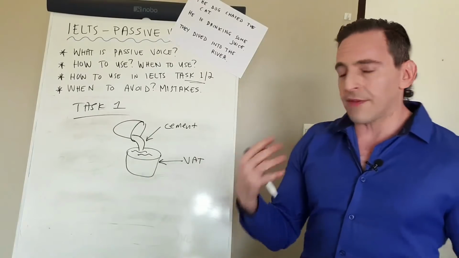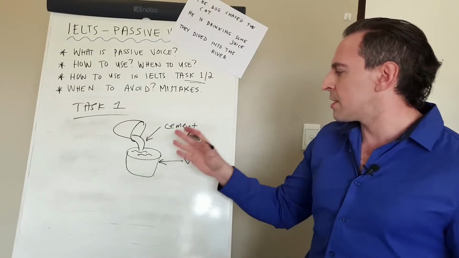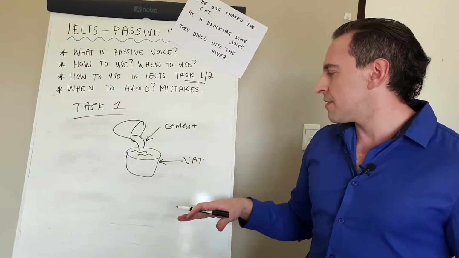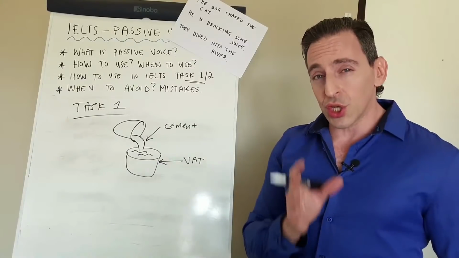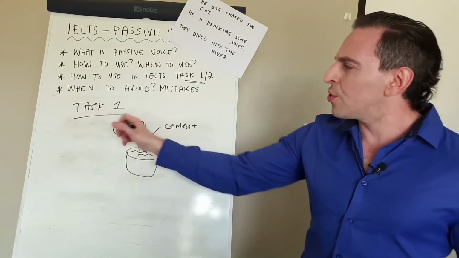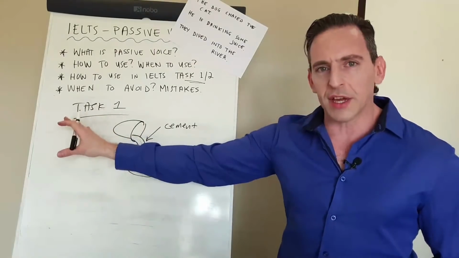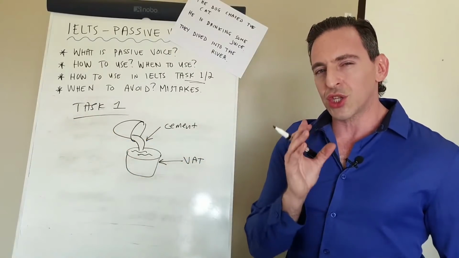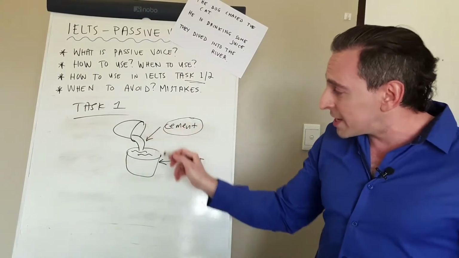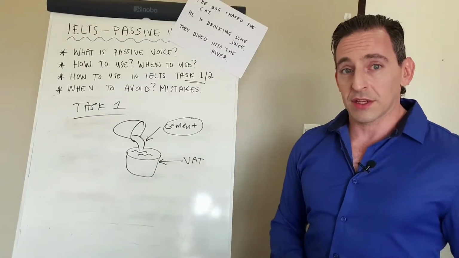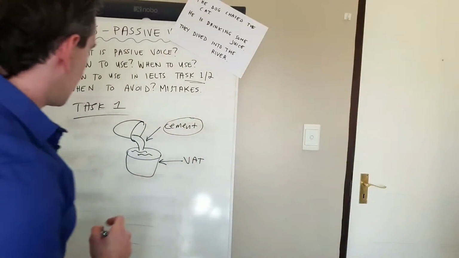Now, we could go with the obvious way of saying the cement is tipped into the vat. Actually, that's passive voice, which is exactly what I'm saying. You need to use passive voice here because we don't know who is doing this. We don't know who the subject is. There's no part here that helps us. So I need to use passive voice. I need to talk about what is being worked on here. The cement is going into the vat. So I don't know who's putting it there. I don't know how it got there. So I have to start with the object.